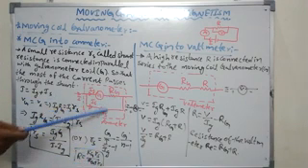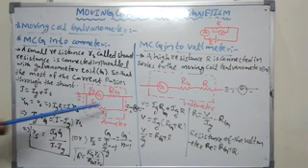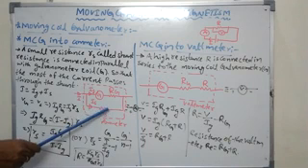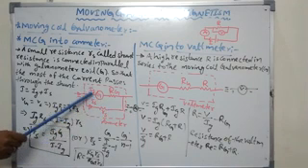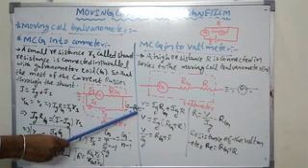When resistors are connected in parallel, what is the equivalent resistance? R1 R2 by R1 plus R2. What is R1 here? Rg. R2 is Rs. So it is Rg into Rs by Rg plus Rs. Now this complete setup, with a very small resistance connected in parallel to the galvanometer resistance, is called a moving coil galvanometer converted into an ammeter.